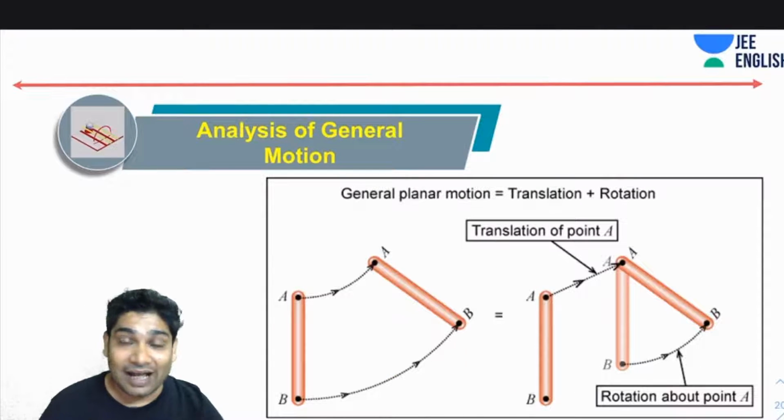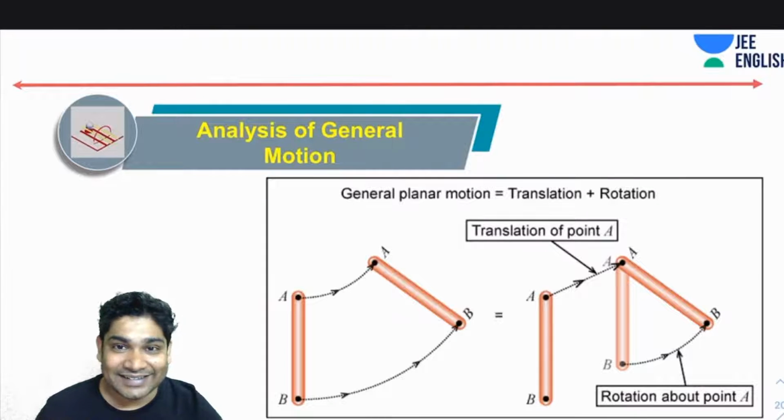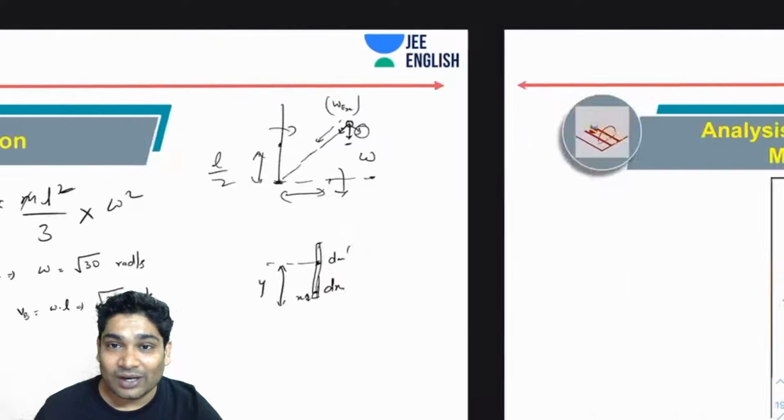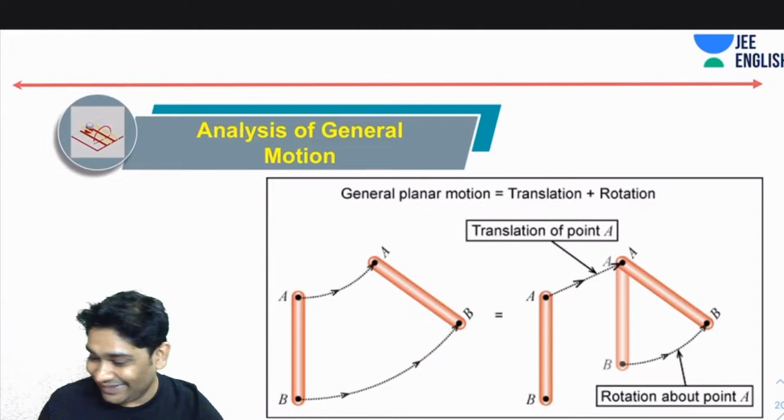Now let's begin our analysis of general motion. Yes, L is 1 because it's a meter scale. Alright, now let's begin the analysis of general motion. This is everything that I wanted to discuss about pure rotation.